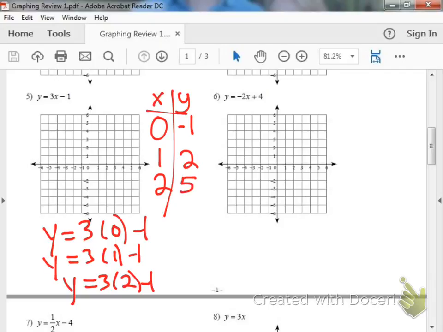Now I need to graph those, so left and right 0, down 1. Right 1, up 2. And right 2, up 5. Connect those. Arrows on the end. And we're good.